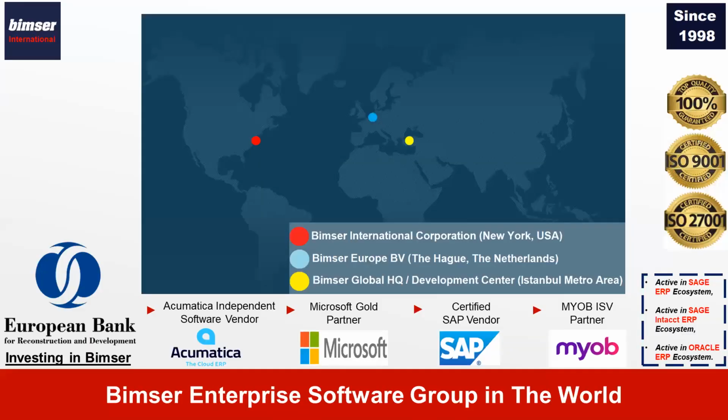We have global presence. While we are based in New York, we are active in Europe, Middle East, and other parts of the world. For example, Asia, Africa, South America, Australia are some of the regions that we are very active in. We are very active in various ERP ecosystems, as you see on this slide. We are an Acumatica independent software vendor.